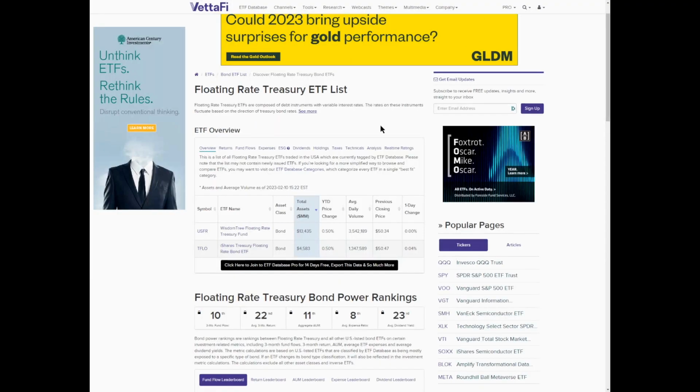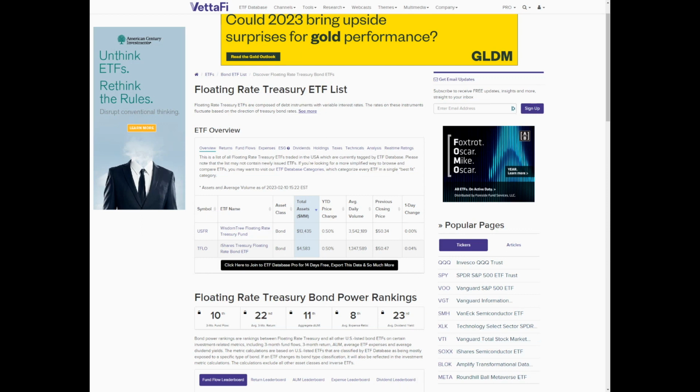There are two ETFs which enable you to buy the FRNs, if you don't want to go and bid for them yourselves at the auctions that the US Treasury holds. USFR is by far the largest, with $13 billion in it, and the yield is very, very close to 5%. TFLO is the other one.